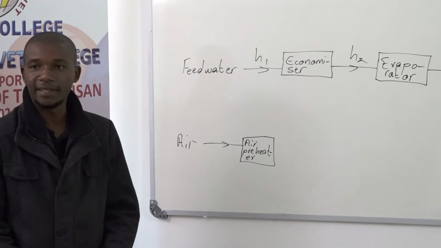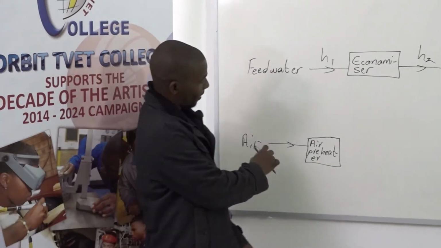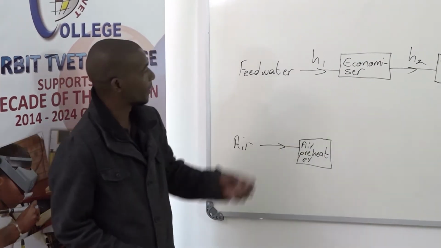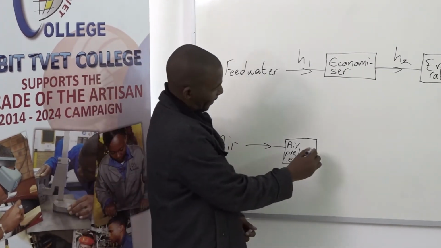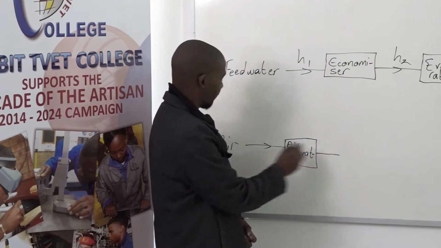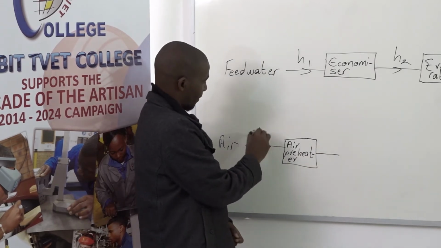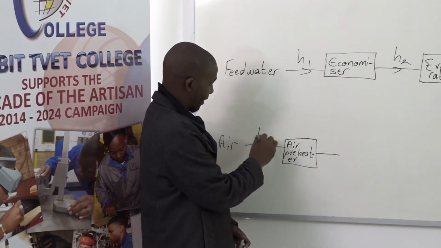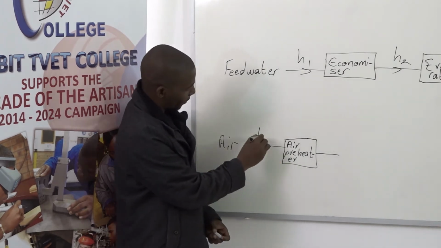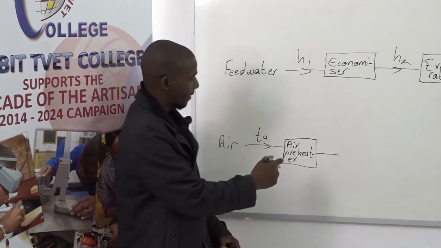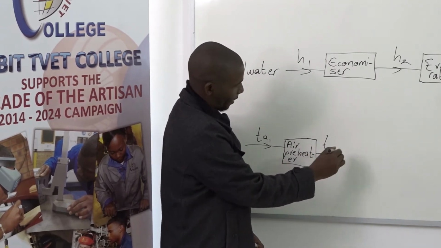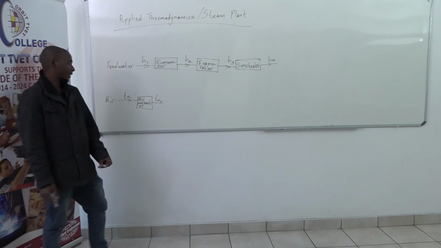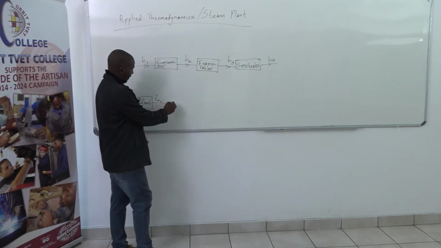It goes into the air preheater to absorb the energy from the flue gases leaving the economizer. Then its temperature increases to a higher temperature. The initial temperature would be TA1. Then the temperature increases to TA2. The heated air then combines with fuel.